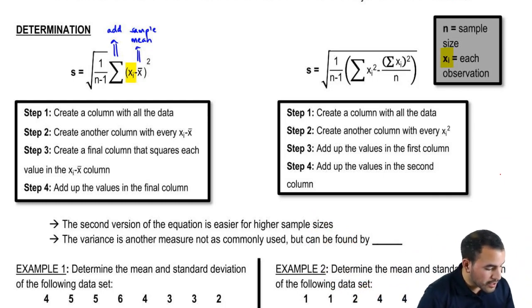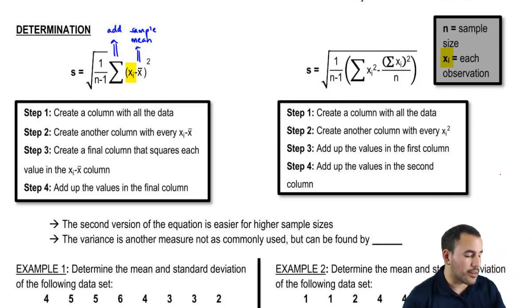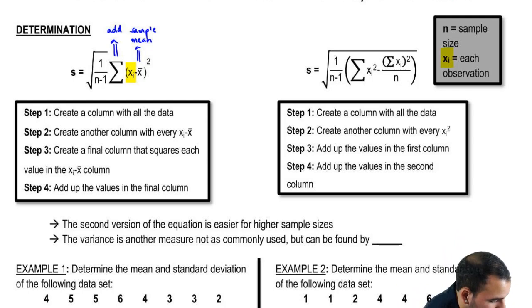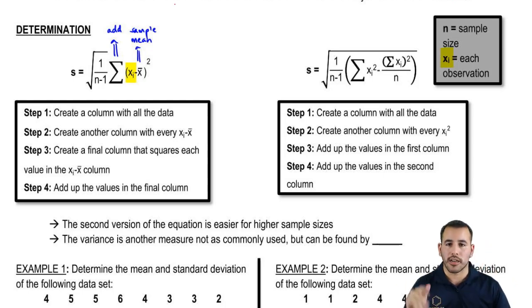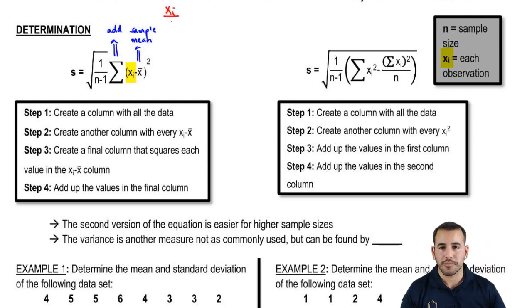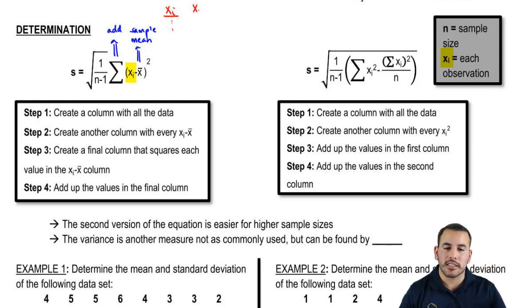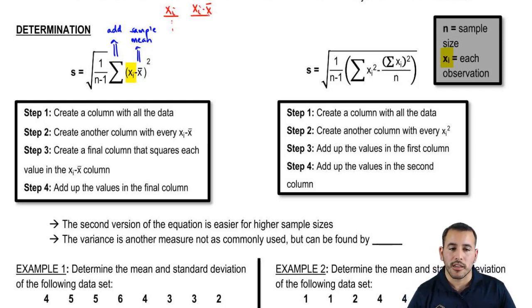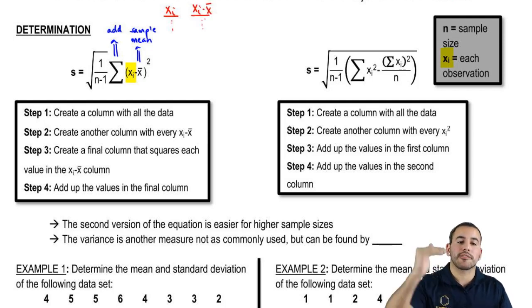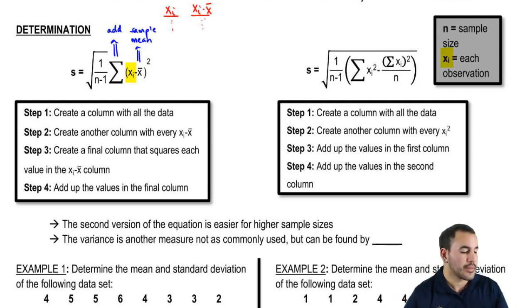So what we want to do then is step 1, create a column with all the data. So we're going to say xi, each individual observation, all the data, right? So you're going to write down all the little pieces. Next, create another column with every xi minus the x bar. And we do that for each individual observation, right? Because each individual observation minus the mean, we have to do that for every row.